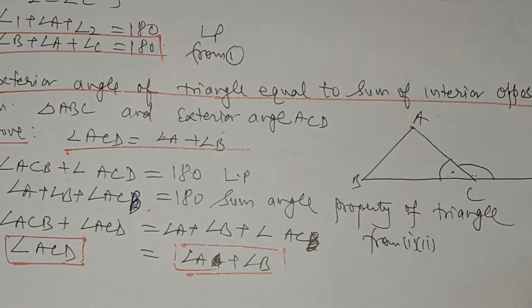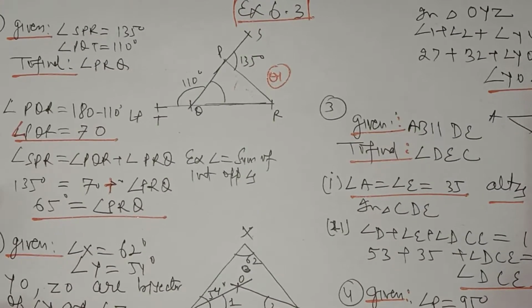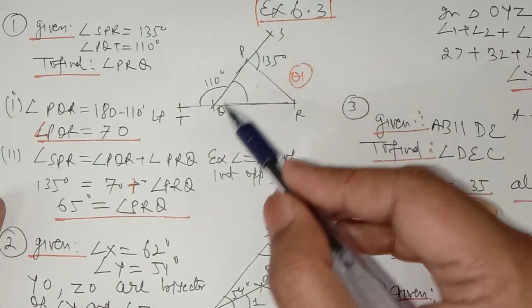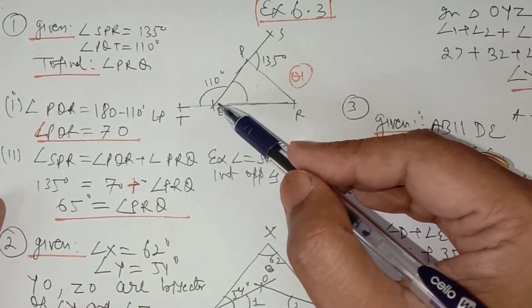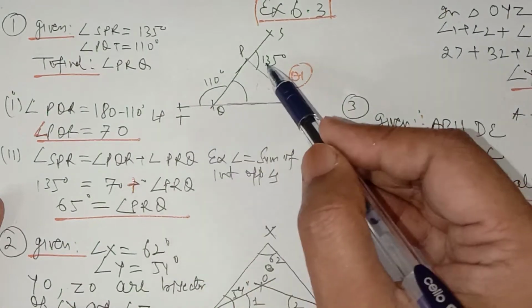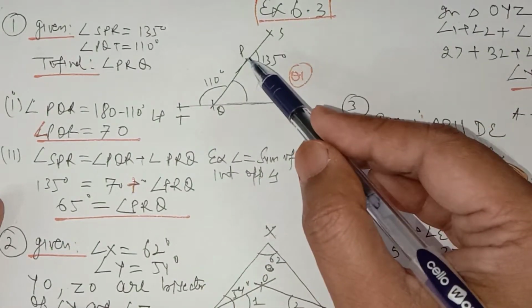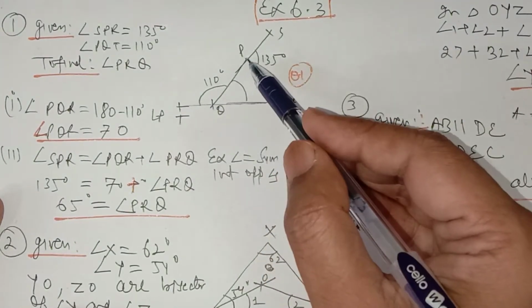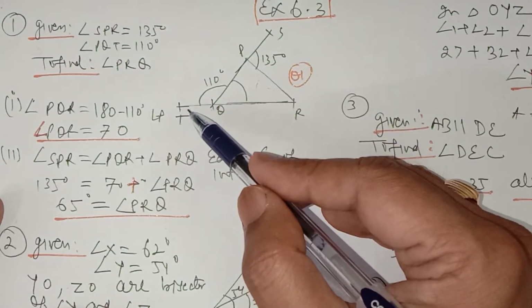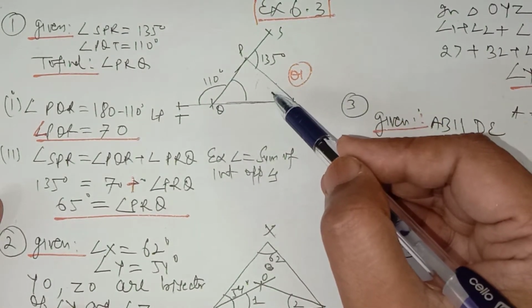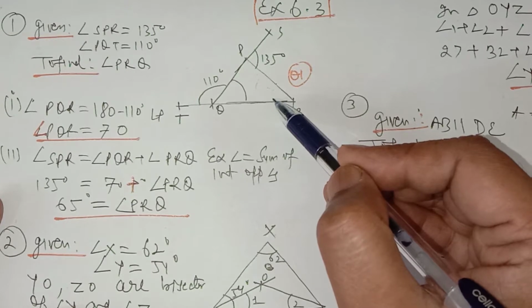Now starting exercise 6.3, and in question number 1, see the figure. There is a triangle PQR, and in this, line QP is extended to S and RQ is extended to T. These two angles are given, that is angle SPR is equal to 135 and angle PQT is equal to 110, and you have to find this angle.